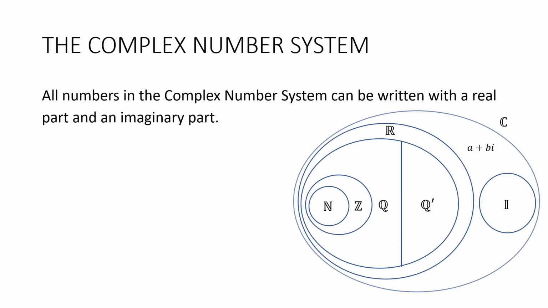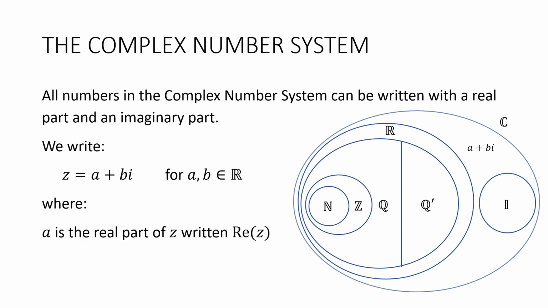So let's return to our number system. You can see our real number system in here. Now, outside of that, I have the complex number system. And as well as real numbers, we have imaginary numbers. Now we're going to write z is equal to a plus bi, because a complex number can have a real part and an imaginary part. And a and b are going to be real numbers.